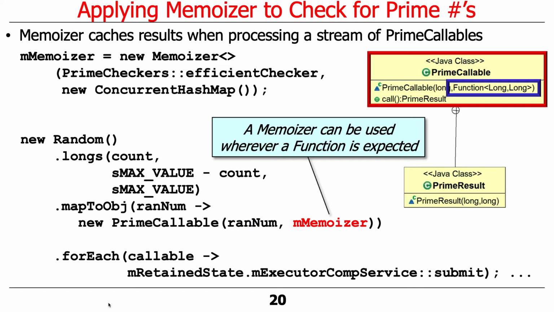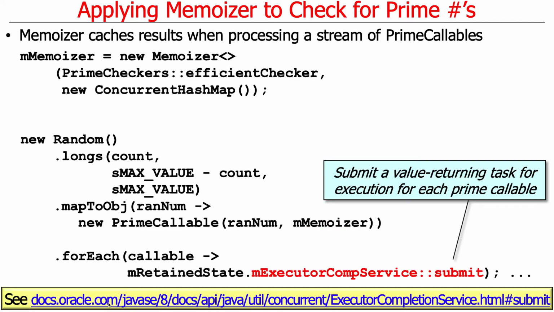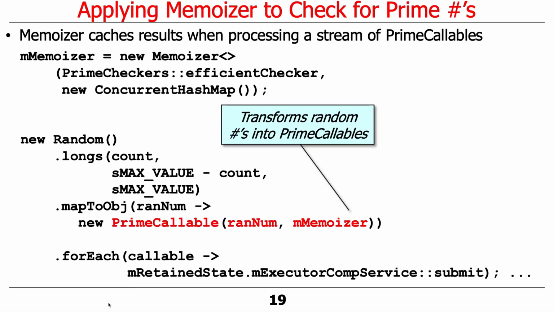So again, a Memoizer can be used wherever a function is expected, so it makes the behavior transparent. Then the last thing we do is, for each of these PrimeCallables in the stream, this is a terminal operation, we're going to use the executor completion service to submit that PrimeCallable for processing in a thread in the cached thread pool. So we're going to use the submit method. This is a method reference. We're going to submit this value returning task, because that's what the PrimeCallable is.